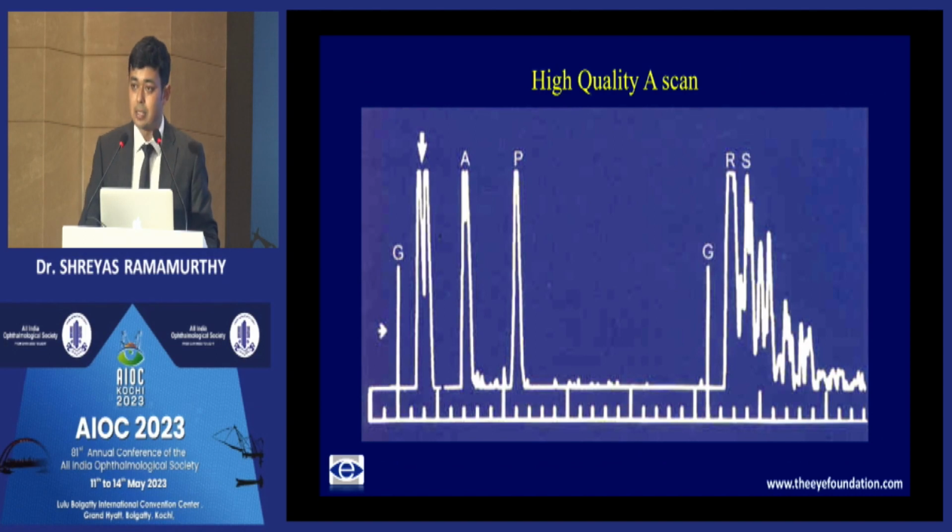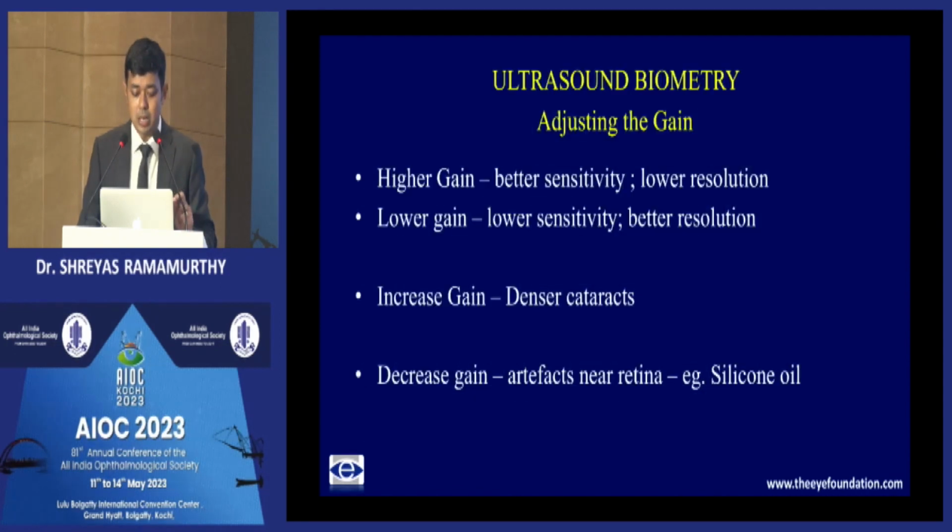Ensure your spikes in your scan are good. You should have those specific 5 spikes required. And once you have a good quality scan, you can also help in adjusting the gain. Use a higher gain when you require a lower resolution, like for example in denser cataracts where you just need the axial length. Can decrease the gain if you have a lot of reverberations, like in a silicone oil filled eye. So by making some of these adjustments, fine tuning, ensure you have a specific biometrist who does this.